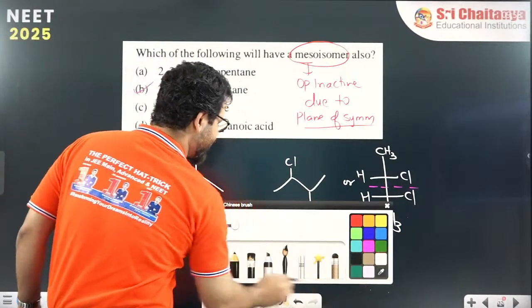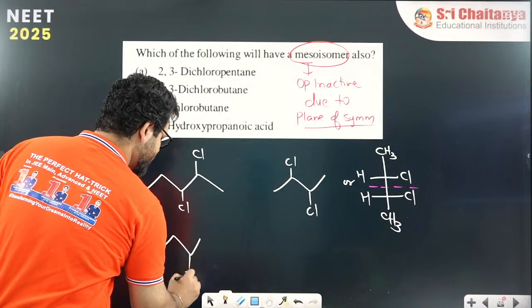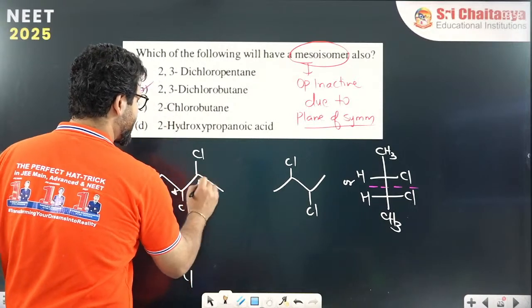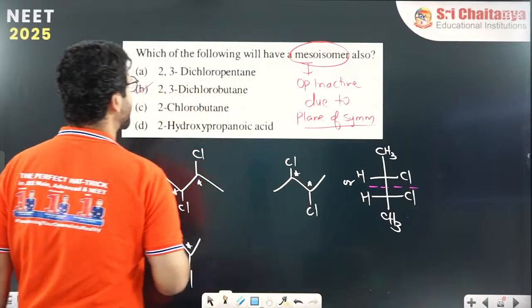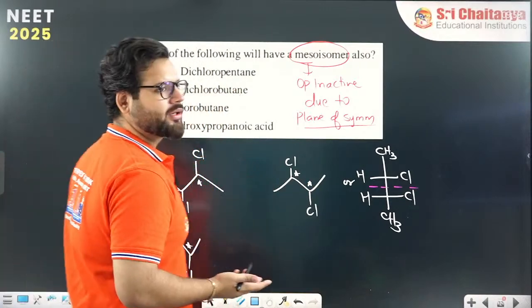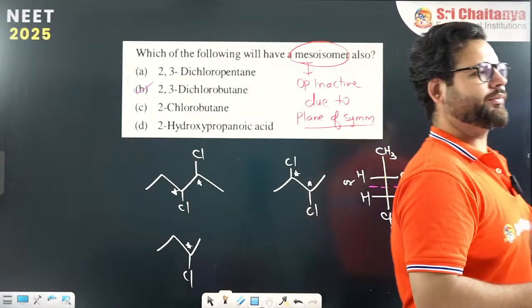2-chlorobutane will be optically active. You can't cut it into two equal halves. There is a chiral carbon. 2-hydroxypropanoic acid also will be optically active. You can draw it and check.